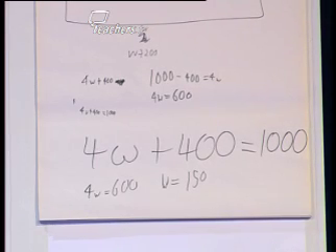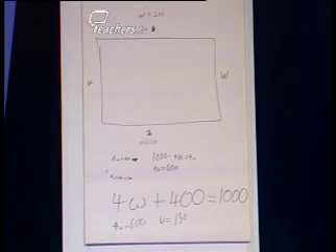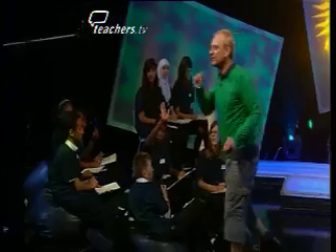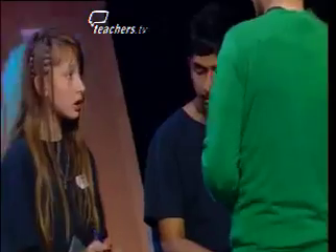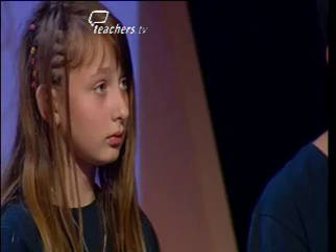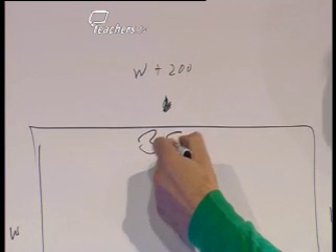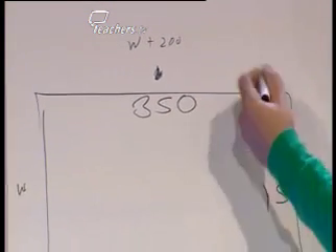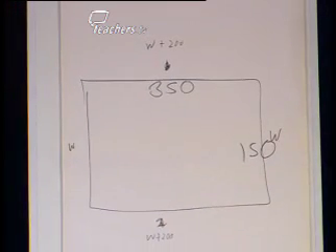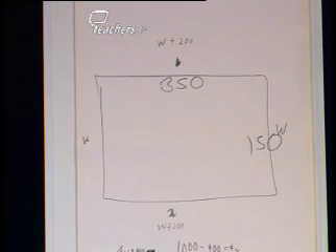How long does it need to be? 350 metres. Why 350? Because it's 200 metres longer than the width. So 150 plus 200 is 350. Does that work? 350, 150. Let's add them up all the way round. What do we get? 1,000. Problem solved.